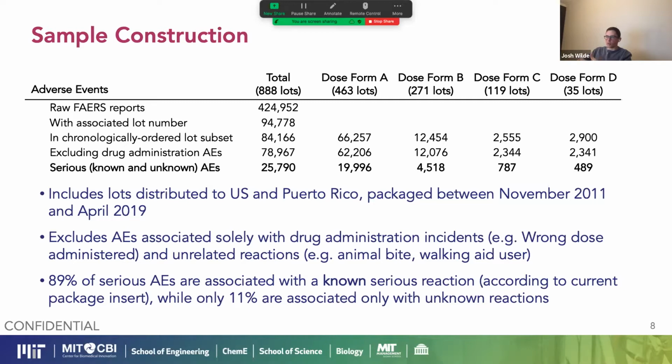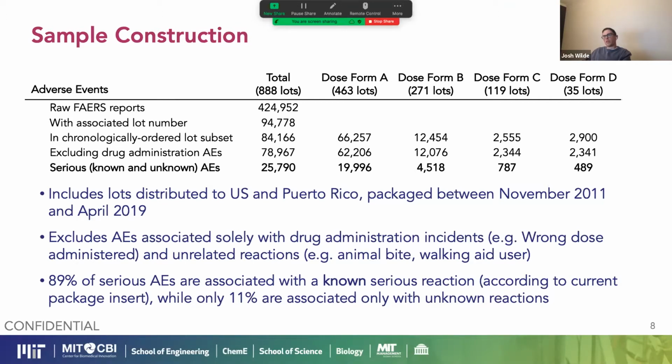When I talk about dose forms, you can think about a drug that's delivered in liquid form could be delivered in a vial that has a syringe associated with it, or it could be delivered in a pre-filled pen. So you either administer it yourself or maybe someone else administers it for you. And if you're administering the drug yourself, you might have a different type of adverse event than if someone else is administering it for you. So these define these different dose forms here. What these dose forms actually mean is not really super relevant to understanding the analysis.